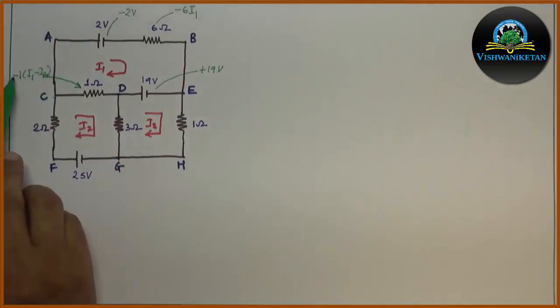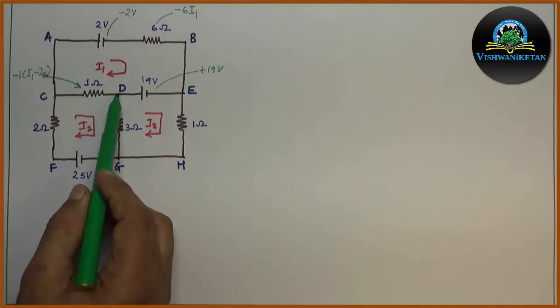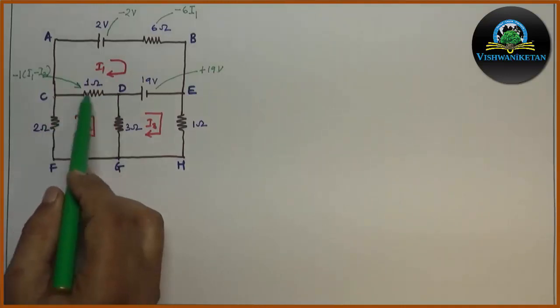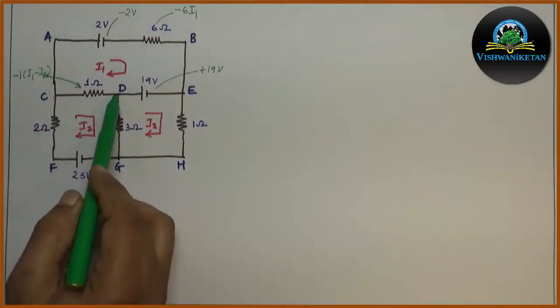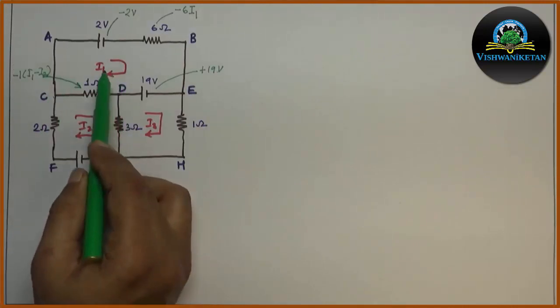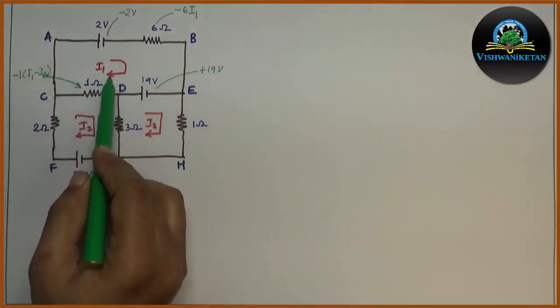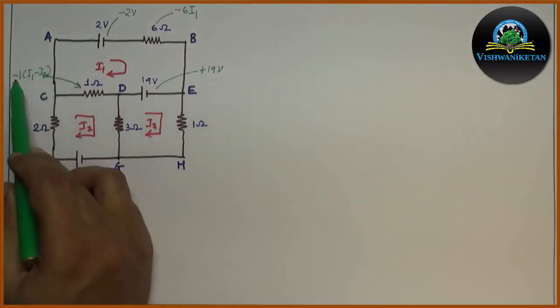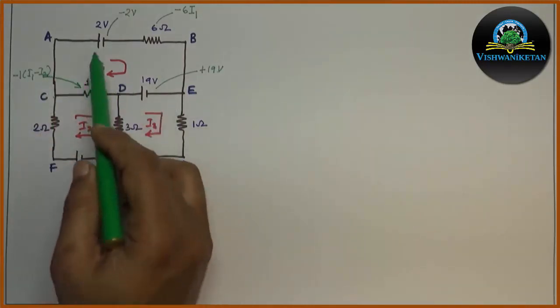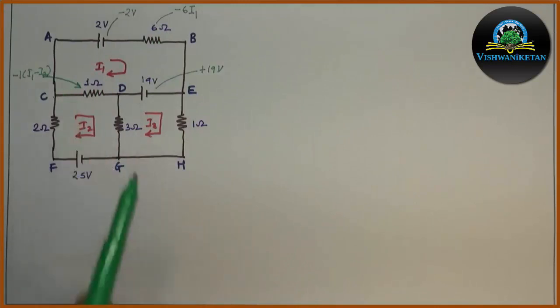Now, the minus sign is because I am going from D to C, and my current I1 is also flowing from D to C. So both directions are the same. Hence the sign is minus. After considering all these values, we will put them into the equation.